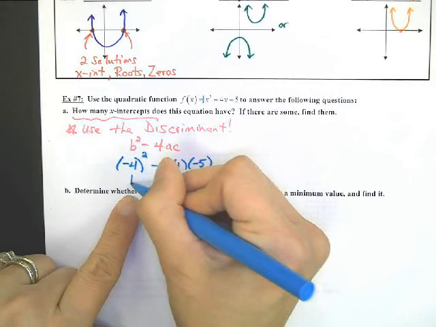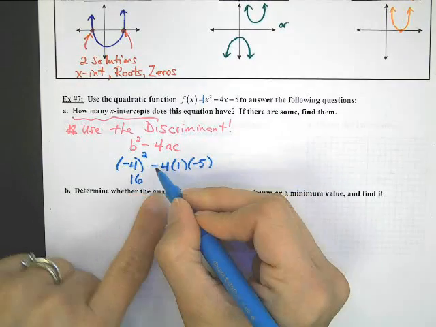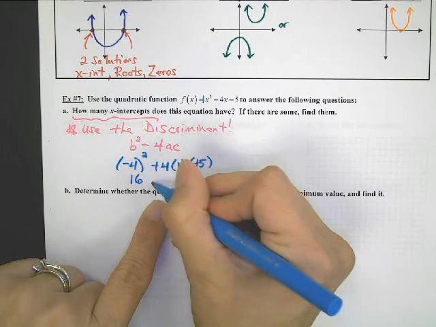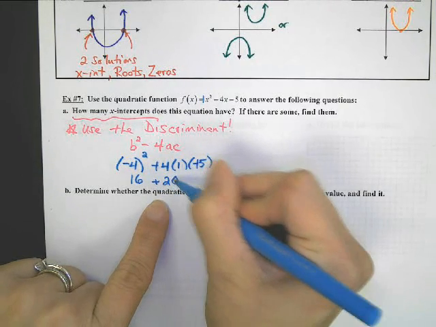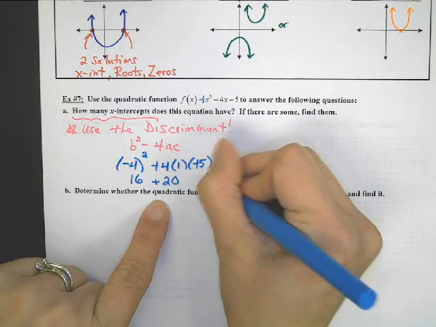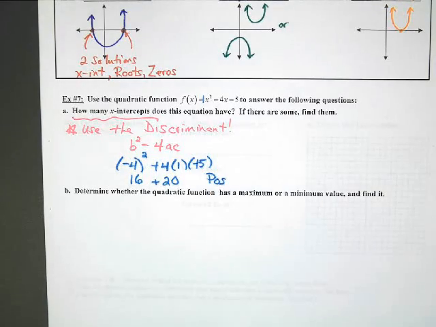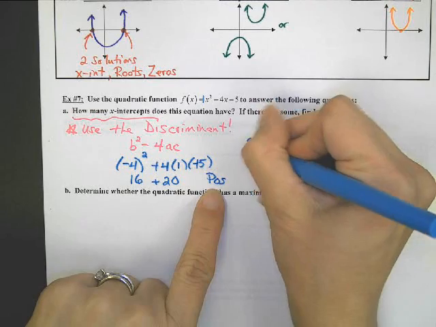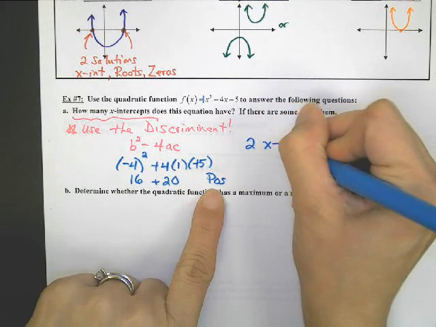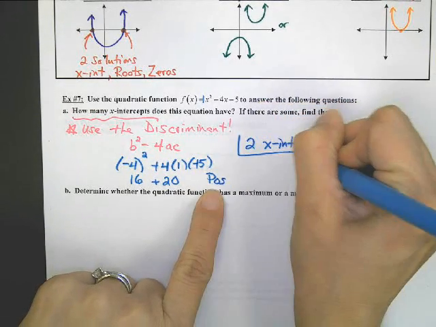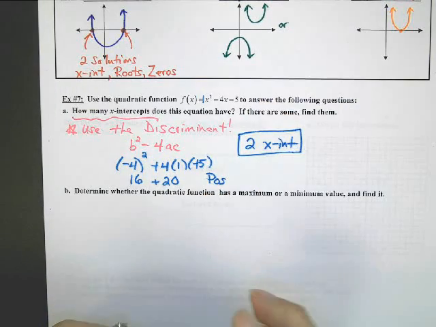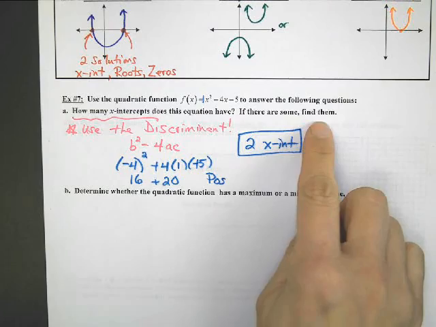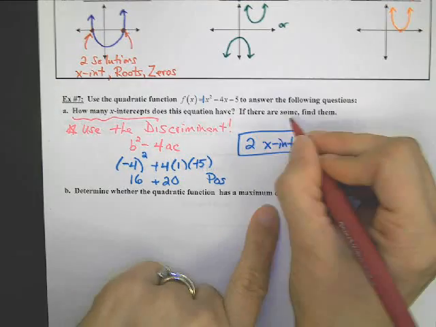So 4 times 4 is 16. I've got minus, that's going to be plus. So I've got plus 20. And so the answer is positive. Positive, who cares? Okay? Since it's positive, there are going to be 2 x-intercepts. 2 x-intercepts. Okay. If there are some, find them. Oh, that made it find them? Okay, yes, there are some.